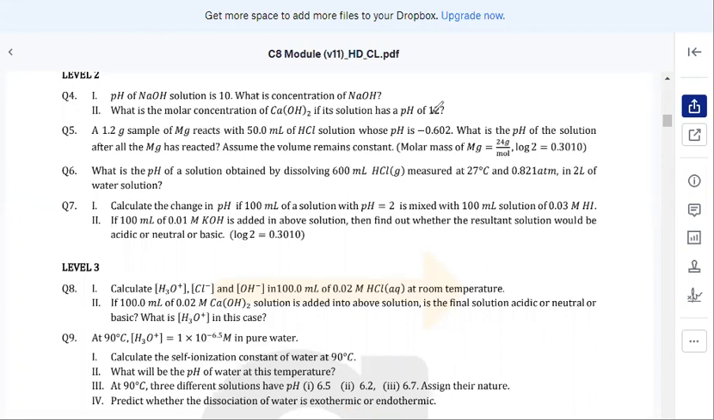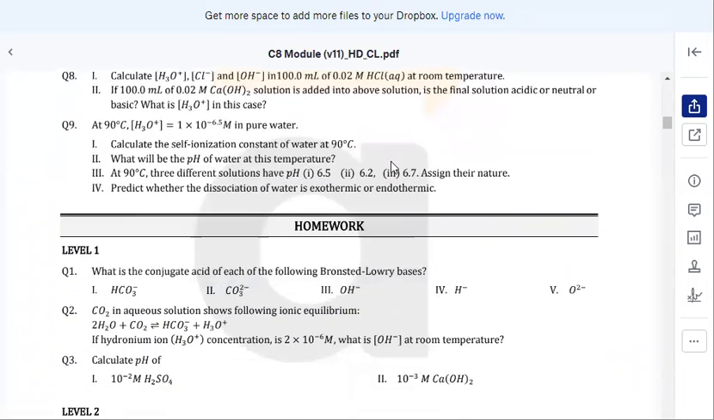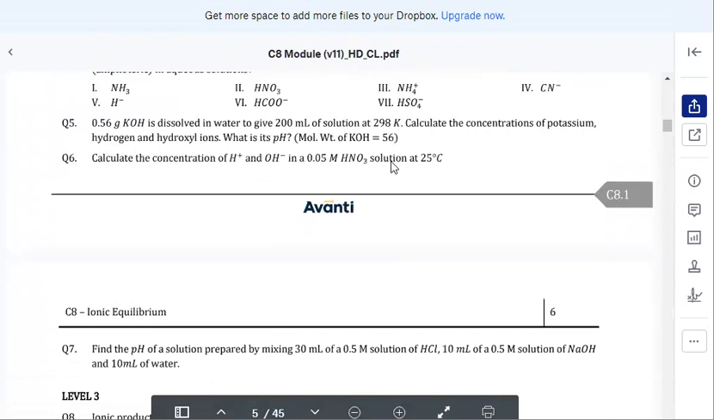So 8.1 we have discussed. Yes or no? I hope all of you can solve 8.1. Okay, homework, I'm just leaving on you guys for now. We'll discuss homework later. Now let's see some problems of 8.2.